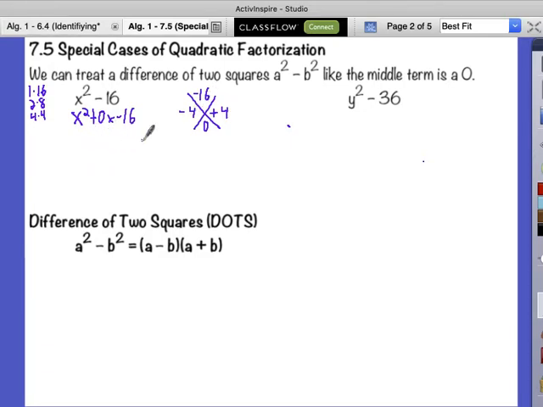So now, according to our shortcut, since a is 1, what can I write for my shortcut in my two parentheses? x minus 4, x plus 4. And that's my answer. Did we do anything different so far besides call the middle term 0? No. We said the middle term was 0, and we did the same thing we did last section. How many of you guys tried y squared minus 36? Do the same thing like we just did, x squared minus 16.